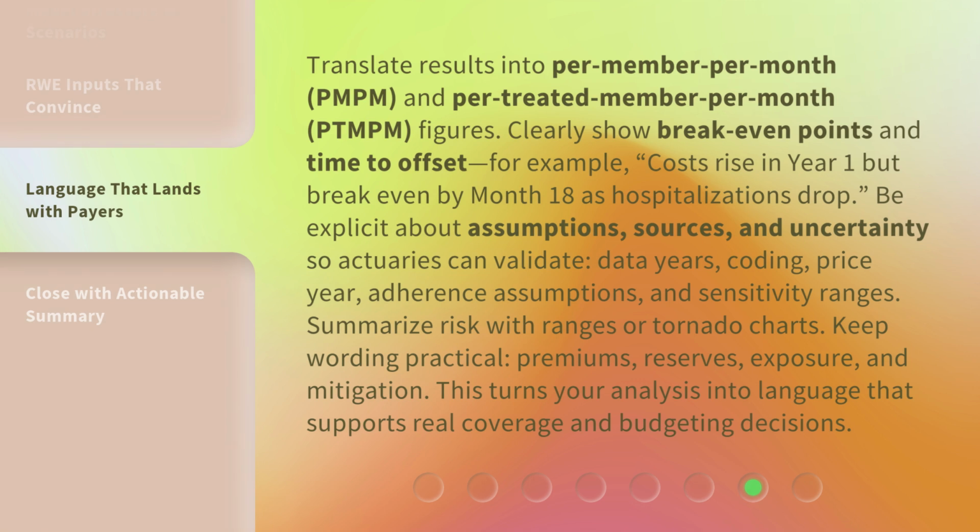Translate results into per member per month, PMPM, and per treated member per month, PTMPM figures. Clearly show break-even points and time to offset. For example, costs rise in year 1, but break even by month 18 as hospitalizations drop. Be explicit about assumptions, sources, and uncertainty so actuaries can validate.